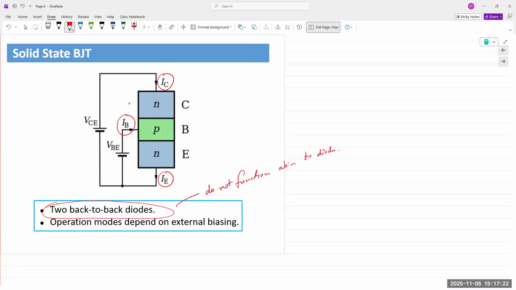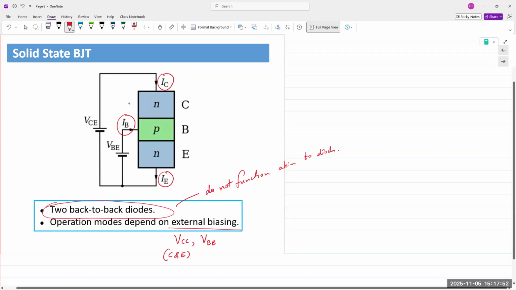Okay. So depending on the applied voltages, we can have several different modes of operation. Okay. So the external biasing circuit will determine how our transistor is going to operate. So it depends on the applied VCC voltage and the applied VBB or the base voltage. Okay. VCC is typically applied between collector and emitter. And then VBB is applied typically between base and emitter if it is operated in the common emitter configuration.